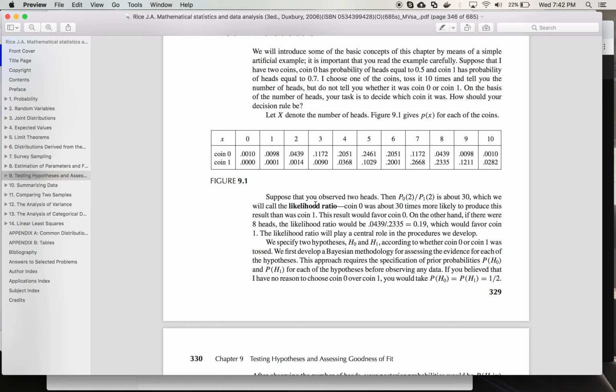So let's start with an example. Here we have two coins, coin 0 and coin 1, and this table is a recording of tossing each coin 10 times and recording how many heads were obtained. It is also believed that coin 0 has a probability of heads of 0.5 and coin 1 has a probability of 0.1.